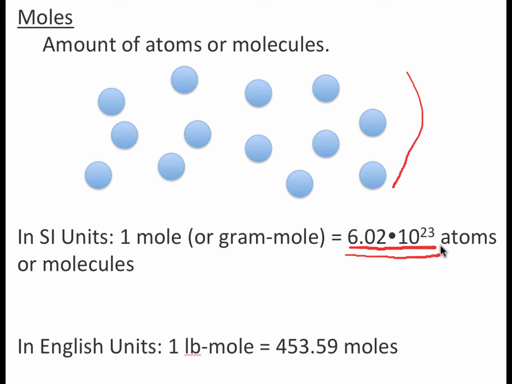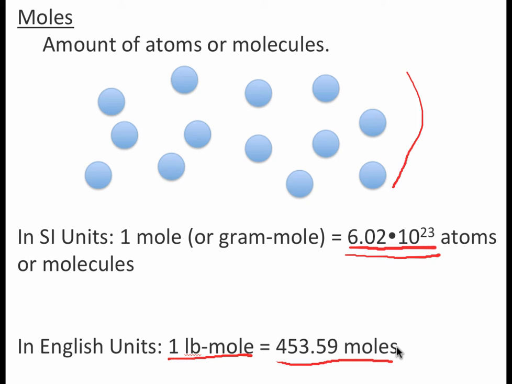In English units, we don't use the mole. Instead, what we use is the pound mole. And the pound mole is just the English units equivalent to a gram mole. And we can convert between a pound mole and a gram mole by this number here. So 1 pound mole is actually 453.59 gram moles, or moles. And so that tells us that a pound mole is much bigger than a gram mole, or a pound mole is much bigger than just a mole.